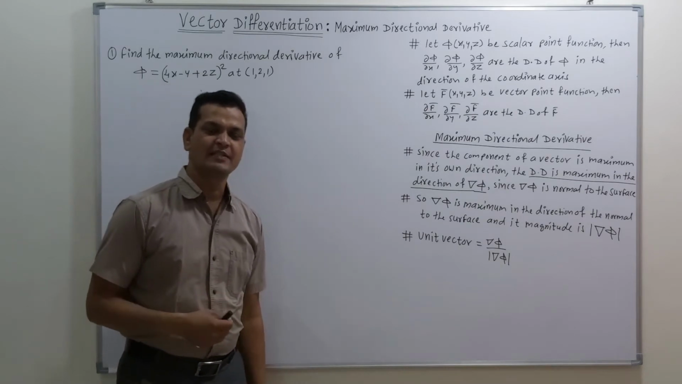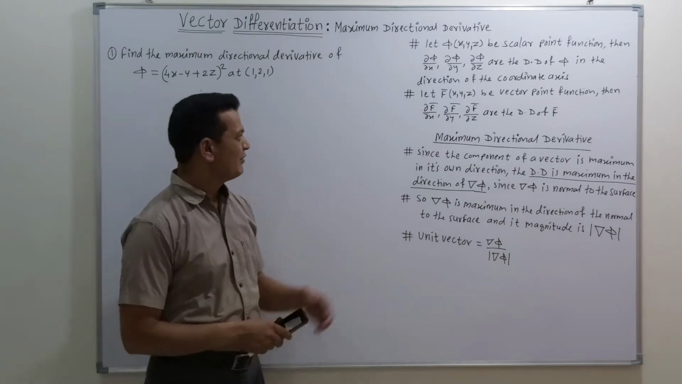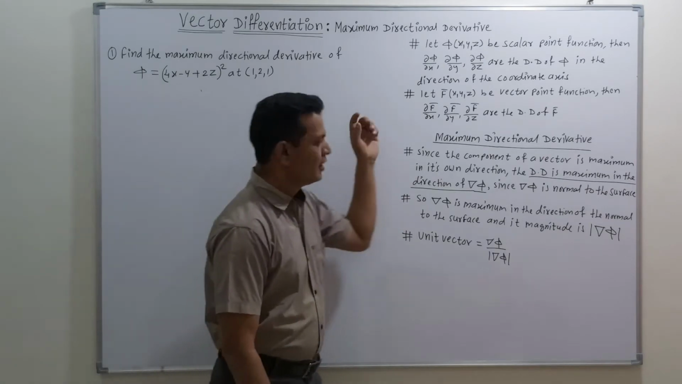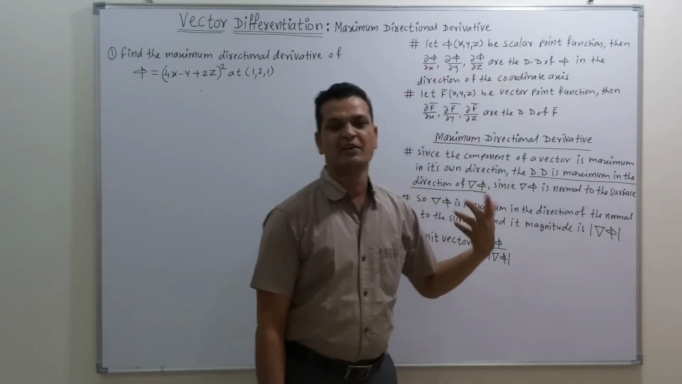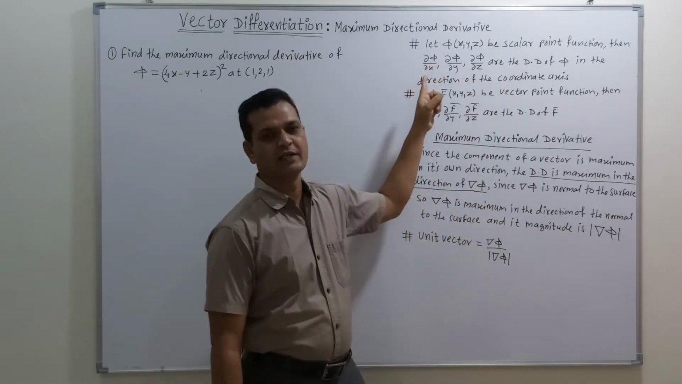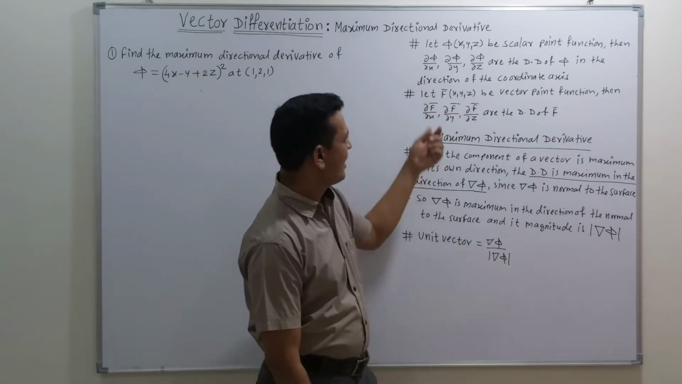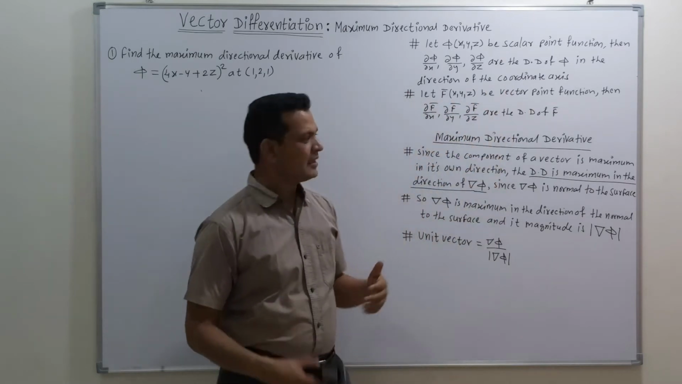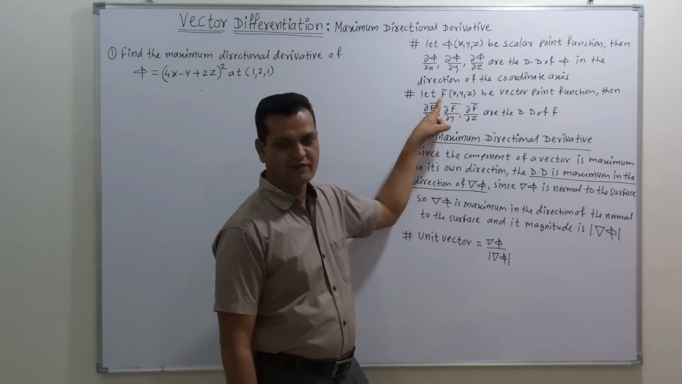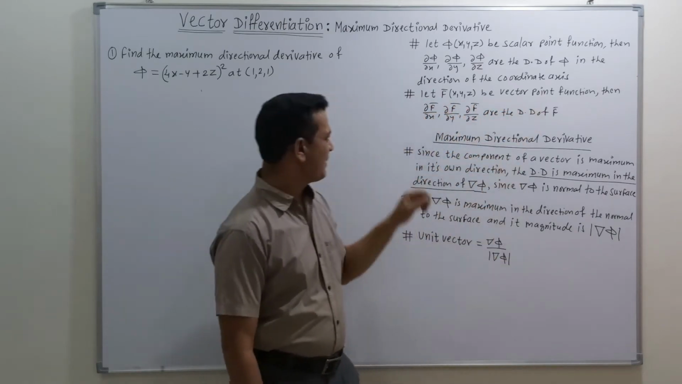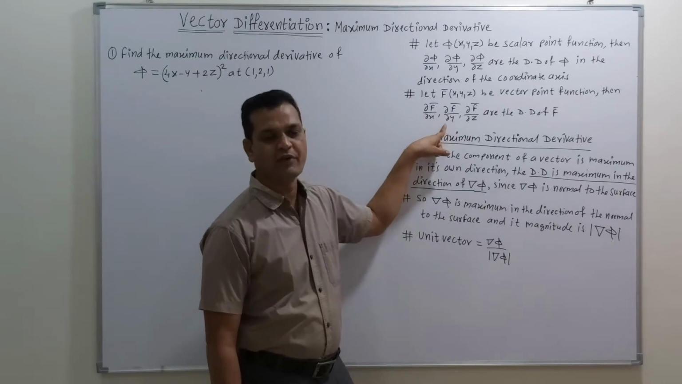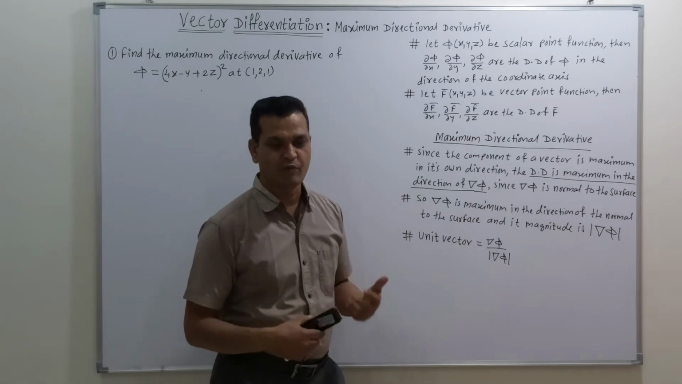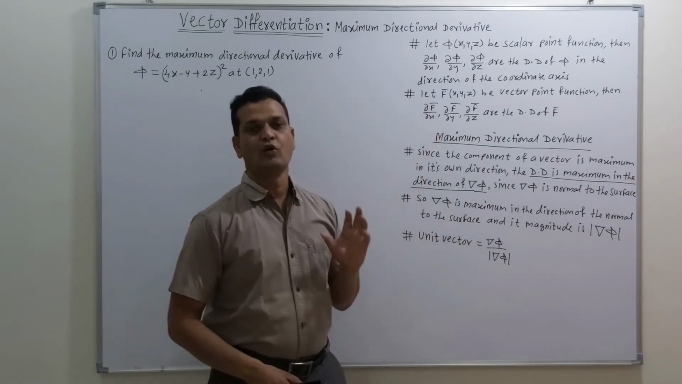In this video lecture we are going to learn the new concept called maximum directional derivative. Before solving any example based on this concept, let me first revise the theory part. If phi is any scalar point function, then the derivatives of phi with respect to x, y and z are the directional derivatives of phi in the direction of the coordinate axes. Similarly, if f of xyz is a vector point function, then the partial derivatives of f with respect to x, y and z are the directional derivatives of the vector point function f in the direction of the coordinate axes.